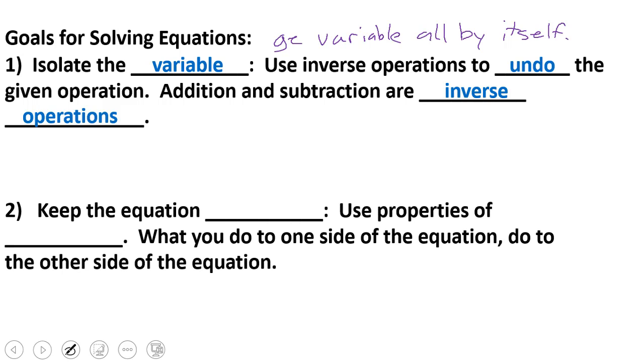And then we need to keep the equation balanced. Wow, how does that pertain to what we just talked about a moment ago? Well, to keep the equation balanced, we use those properties of equality, which say whatever you do to one side of the equation, do to the other. Because we know if we do the same thing to both sides of an equation, it produces an equivalent equation. So very important in understanding why math works the way it does.